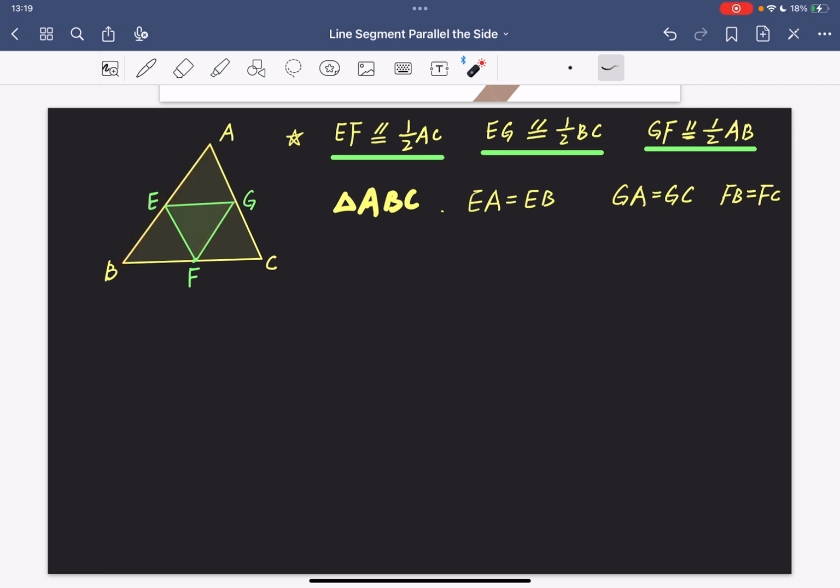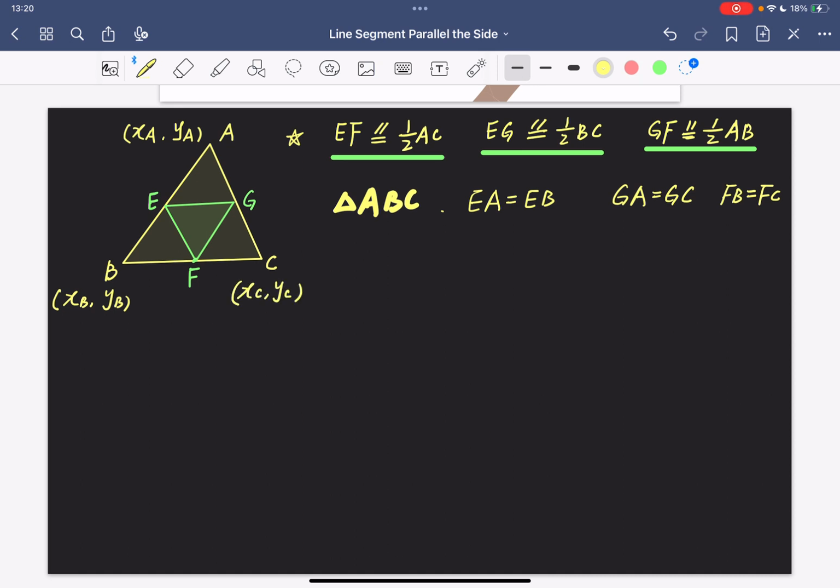Now we can make use of the conclusion that two straight lines parallel with each other have the same slope to prove these conclusions. First, we imagine this triangle is in the Cartesian plane. For point A, we have the corresponding coordinates xa, ya. For point B, we have xb, yb. For point C, we have xc, yc.